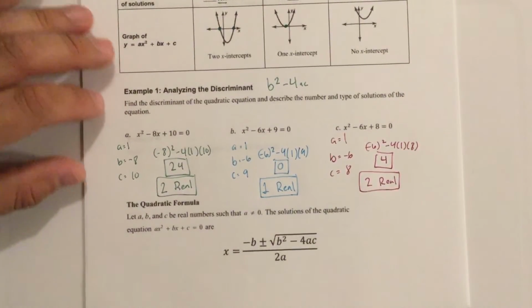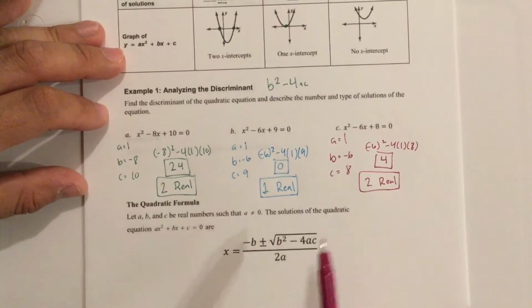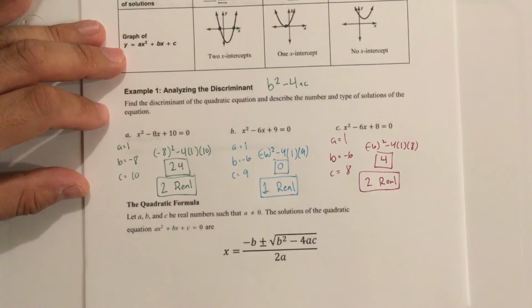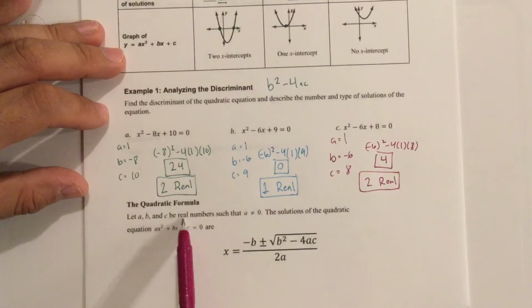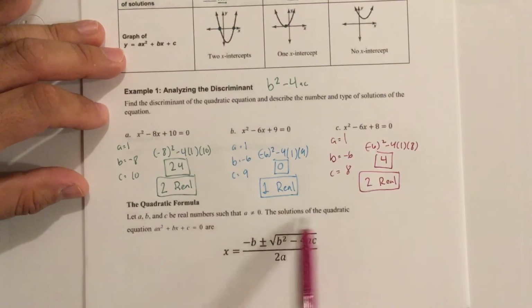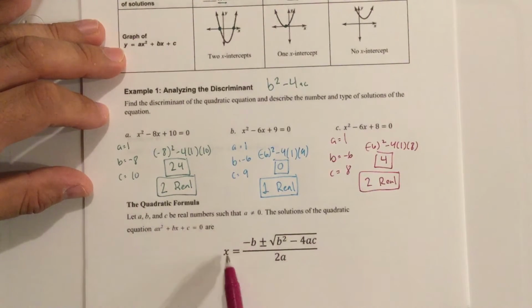All right, now the next thing we're going to do is use the discriminant along with the quadratic formula to solve all quadratic functions, or whichever ones they give us to do. So let a, b, and c be real numbers such that a cannot equal 0. The solution of the quadratic equation is x equals the opposite of b plus or minus the square root of b squared minus 4ac, all of it divided by 2a.